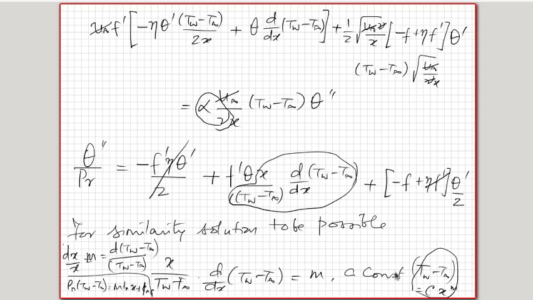Okay, let's take the simplest possible case where T1 minus T infinity is a constant, where m is equal to 0. So T1 minus T infinity is a constant, or T1 is a constant. Then it is a similarity solution, in which case this term will automatically become 0 because d by dx of T1 minus T infinity is 0. In which case, the governing equation will basically reduce to this is equal to minus f theta prime by 2. Okay, so let's do that on the next page.